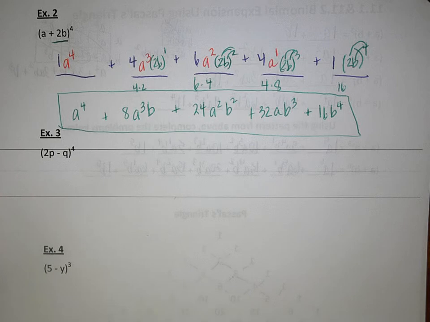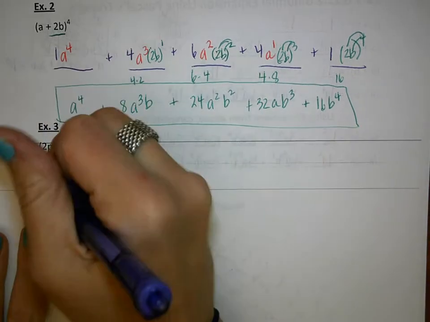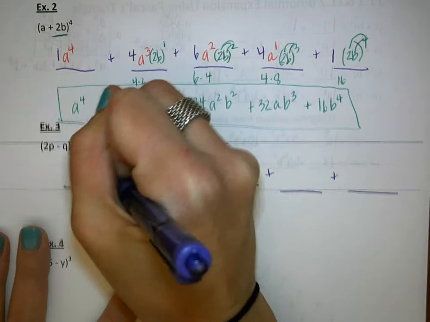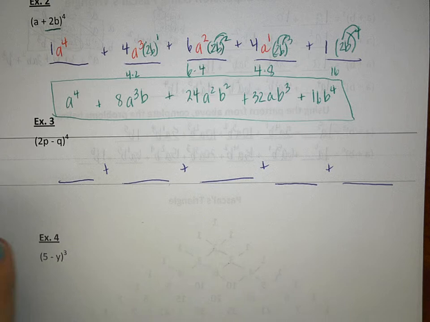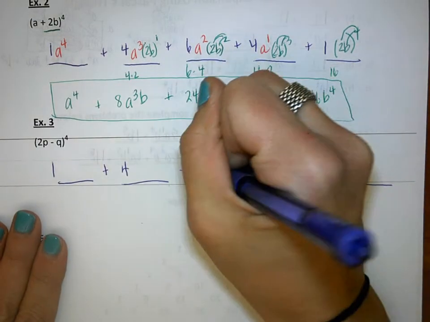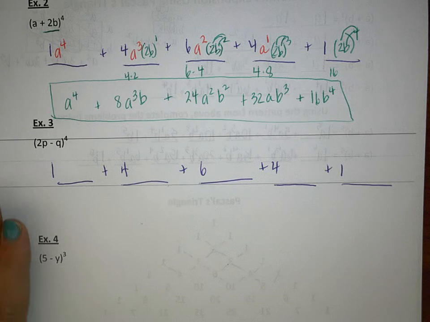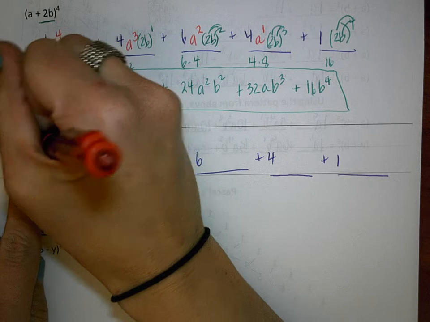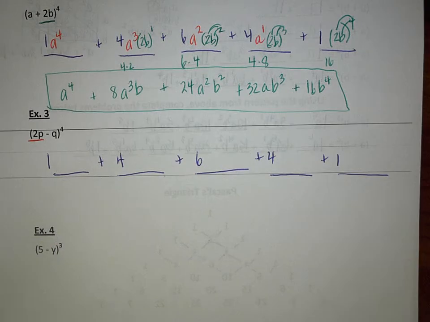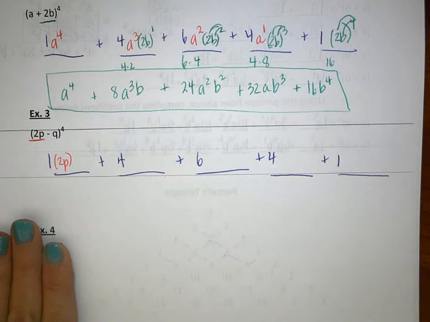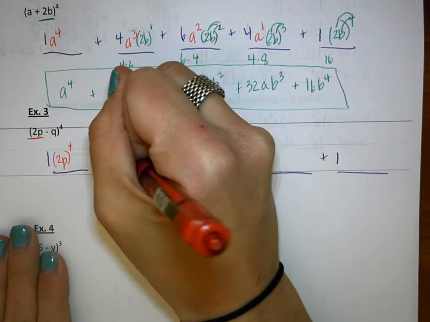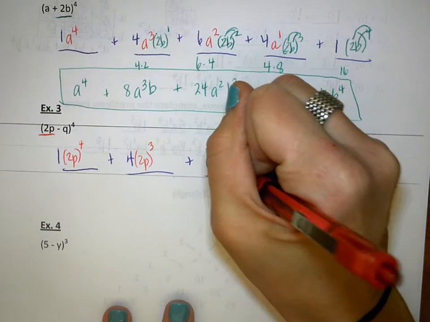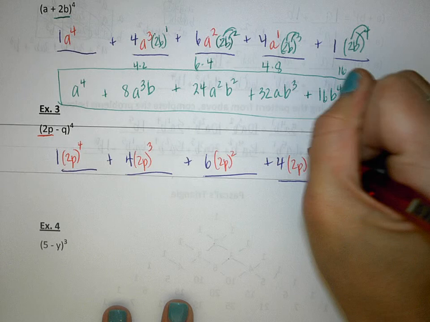Okay, how many blanks am I going to want for this one? 5. 1, 2, 3, 4, 5. Very good. My coefficients are 1, 4, 6, 4, 1. On this one, my first term is 2p. So I'm going to go 2p to the fourth, 2p to the third, 2p to the second, 2p to the first, and 2p to the 0, which we don't write.